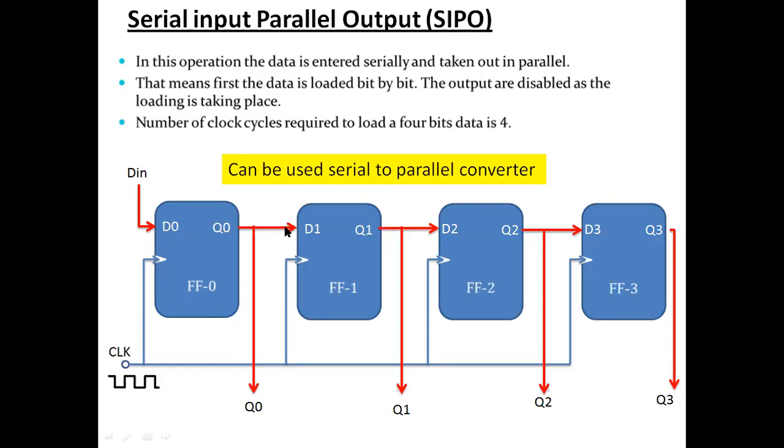So what will happen? All the bits will transfer, and after applying the 4 clock pulses, all the data will come here at Q0, Q1, Q2, Q3. So after applying the 4 clock pulses, the 4 data bits can be taken from this final output.